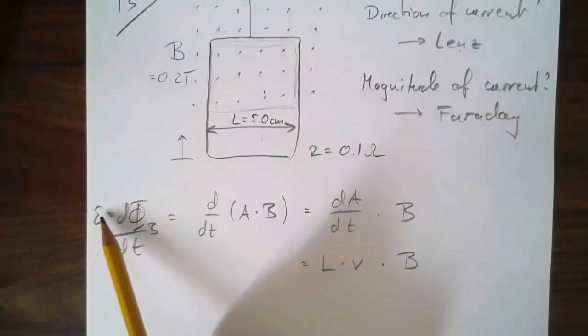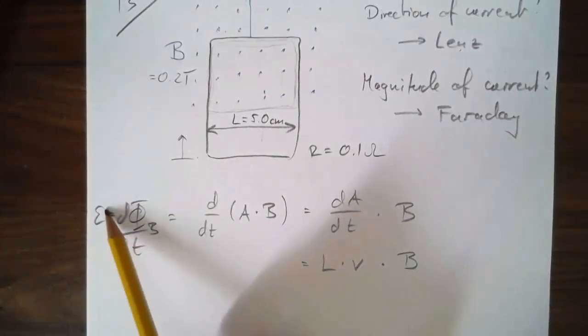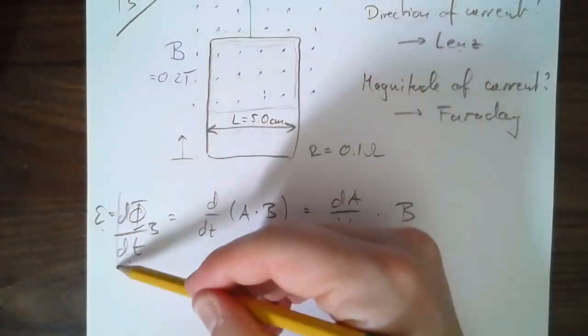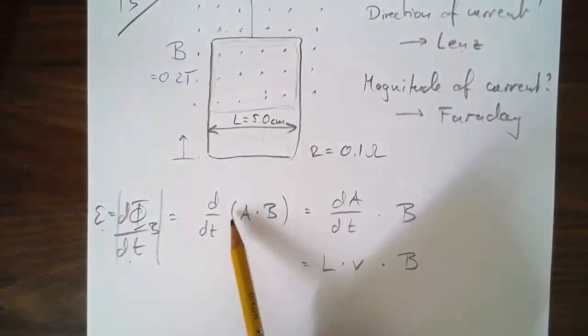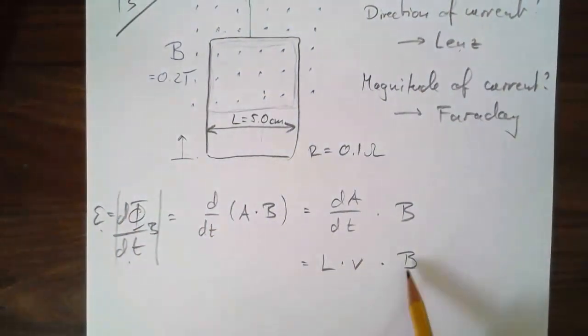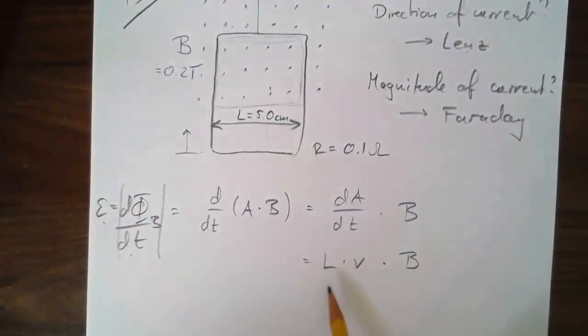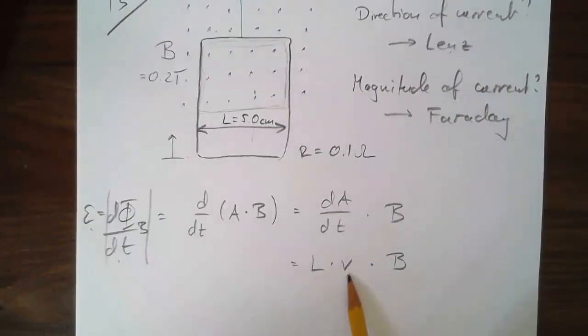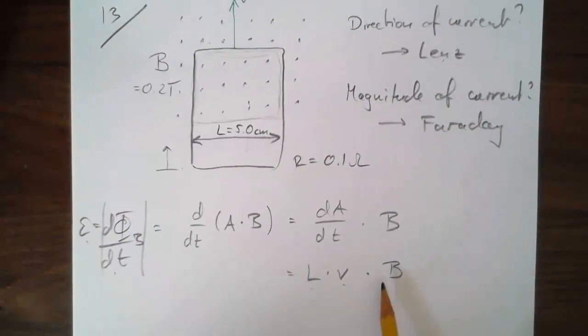All right. So the EMF is the rate of change of flux, technically the absolute value of it, which is this. That comes to L times v times B. This of course looks interesting. Where have I seen that before? Isn't that the same as a wire of length L moving through a magnetic field?